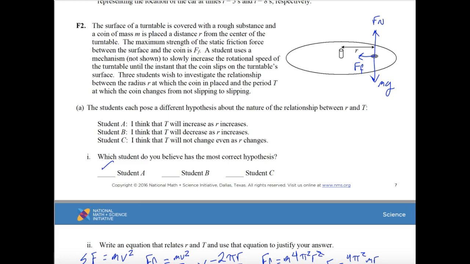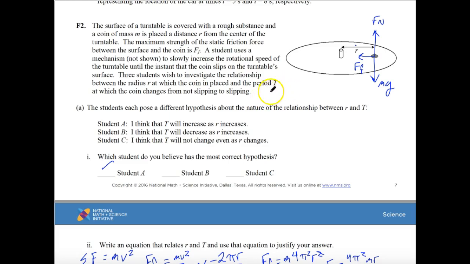In this one, we have the surface of a turntable, and it's covered with a rough substance so that things don't slide off. And there's a coin that we put on that table. You'll see the coin right here. The maximum strength of static friction between that surface and the coin is F_f. And a student uses a mechanism, which they don't show, to increase the speed of this turntable.